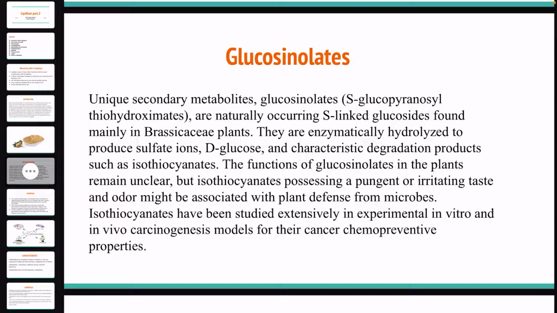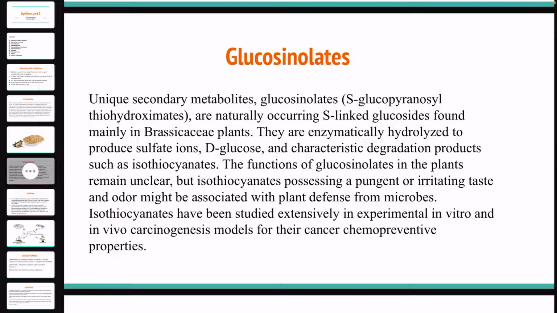Glucosinolates are unique secondary metabolites, S-glucopyranosyl thiohydroximates, which are naturally occurring S-linked glucosides found mainly in Brassica plants, which essentially includes Lepidium. They are enzymatically hydrolyzed to produce sulfate ions, D-glucose, and characteristic degradation products such as isothiocyanates. The function of glucosinolates in plants remains unclear, but isothiocyanates, possessing a pungent or irritating taste and odor, might be associated with plant defense against microbes.